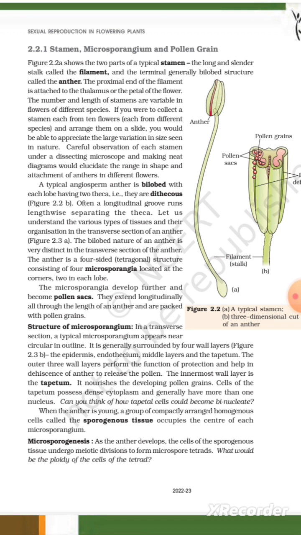Can you think how tapetal cells could become binucleate when the anther is young? A group of compactly arranged homogeneous cells called the sporogenous tissue occupies the center of each microsporangium. Microsporogenesis. As the anther develops, the cells of the sporogenous tissue undergo meiotic division to form microspore tetrads. What would be the ploidy of the cells of the tetrad?